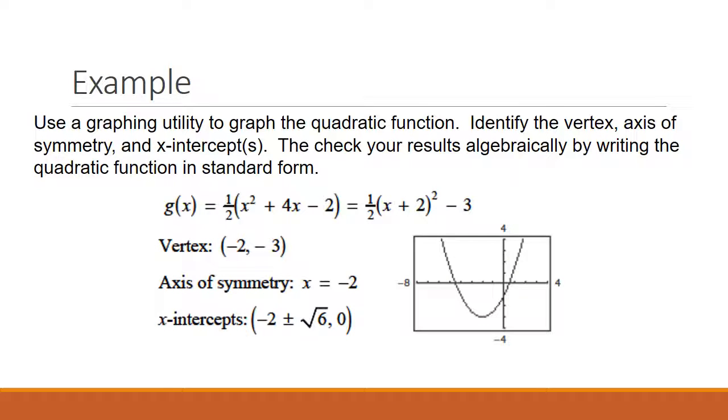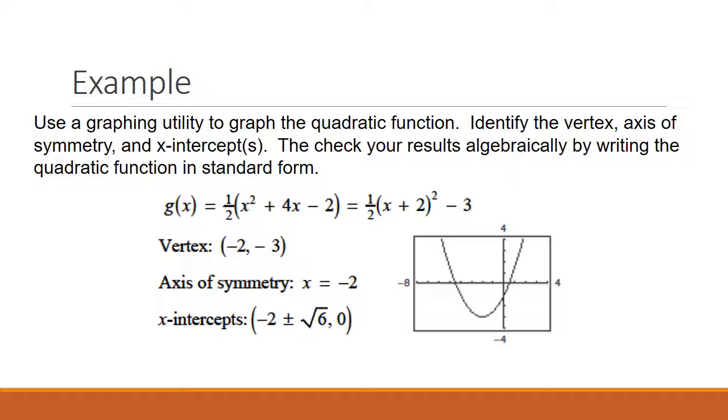Okay, so distributing it through, we would have 1/2 x squared plus 2x minus 1. Our vertex is negative b over 2a, our x value, which would be -2 over 2a, 2 times 1/2, which is 1, so -2 over 1, which is -2. Put -2 in for x and get the y value of -3. So our vertex is (-2, -3).